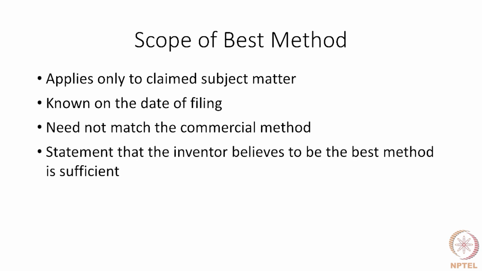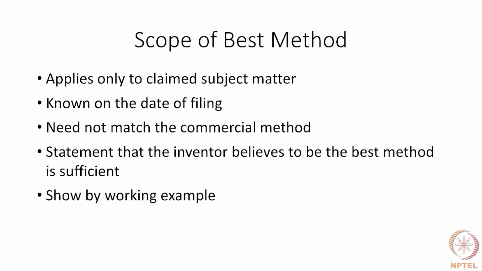A statement in the specification that the inventor believes to be the best method will be sufficient. If the inventor says in his application that this is the best method known to us, or this is the way in which we have understood the invention works best, or the invention can be performed in the most efficient manner. So whatever words, if there is something that can be attributed to the inventor, that will satisfy this requirement.